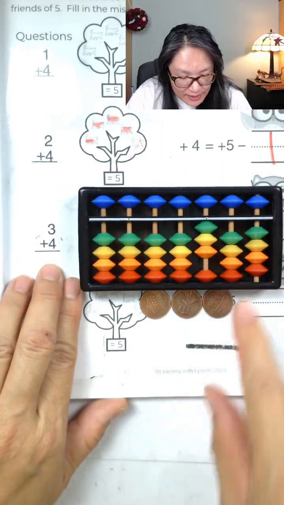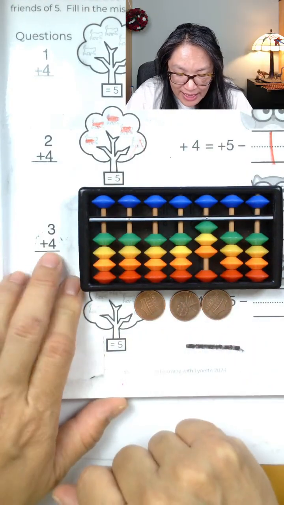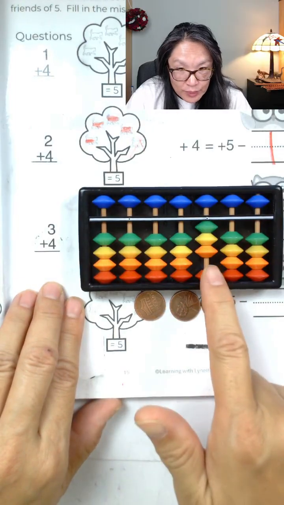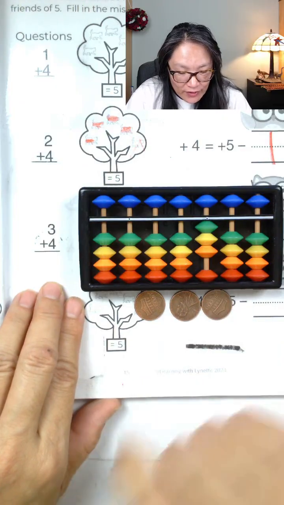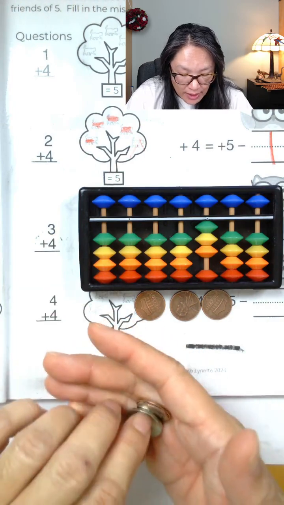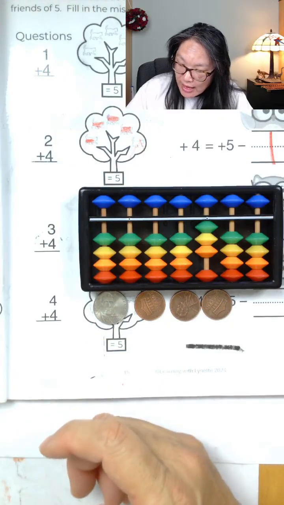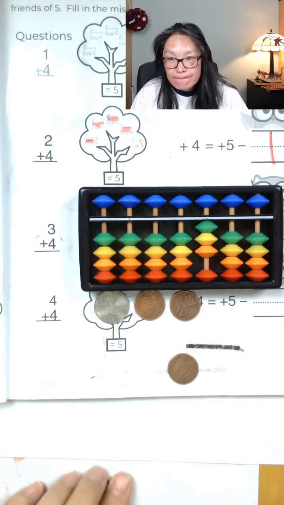I have 3 on the abacus. I have 3 pennies. These are 1 cent each. Because they're 1 cent each, I need to add the 4. When I add the 4, I don't have any more beads to add the 4. But guess what? I have a nickel. I have 5 cents, but that is too much. So what am I going to do? I have to take away the 1.